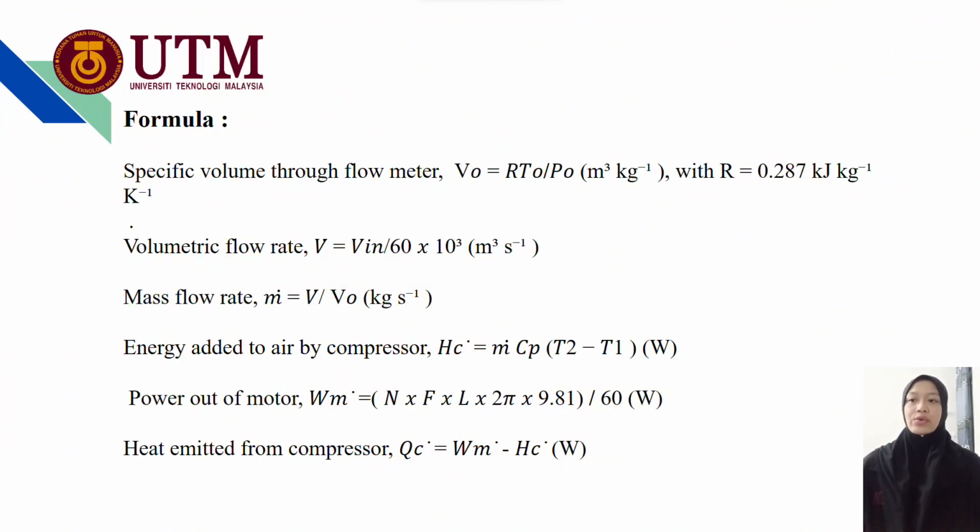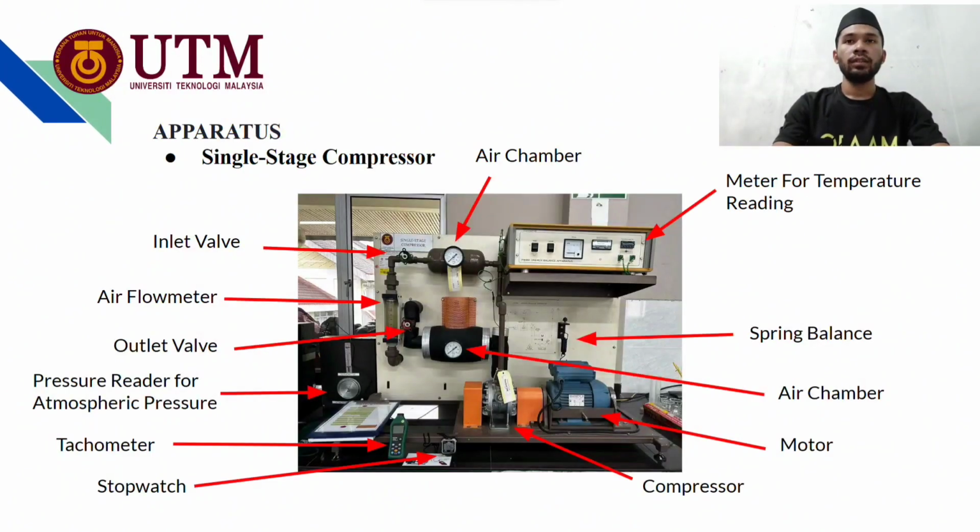This is the formula that we use to calculate the specific volume through the flow meter, volumetric flow rate, mass flow rate, energy added to air by the compressor, power out of the motor, and heat emitted from the compressor. The next slide is the apparatus. The single-stage compressor consists of two air chambers, inlet valve, outlet valve, airflow meter, pressure reader for atmospheric pressure, tachometer, stopwatch, compressor, motor, spring balance, and meter for temperature reading.